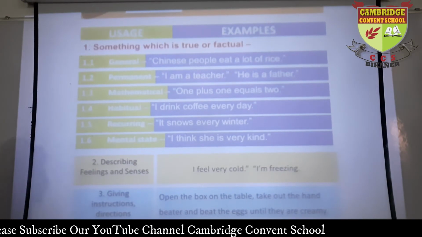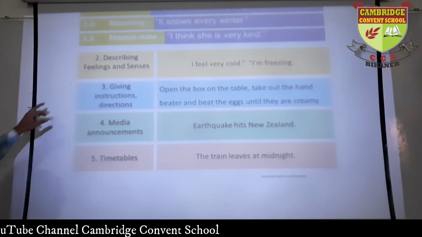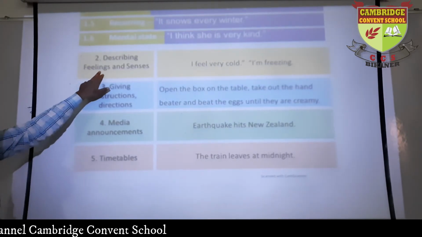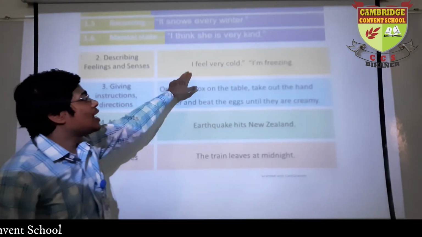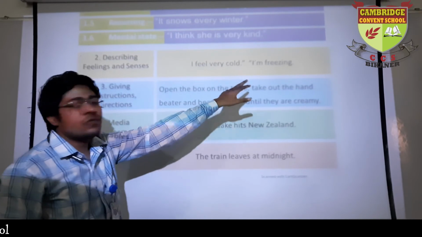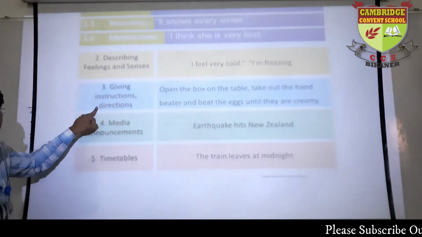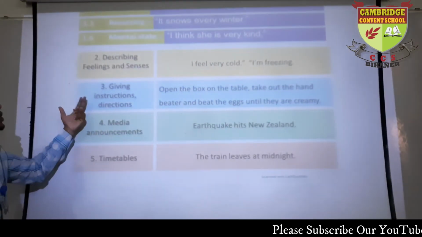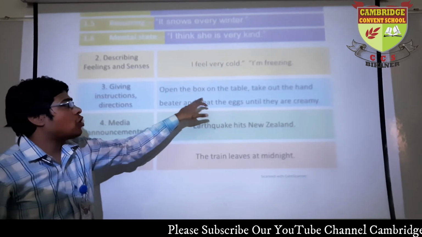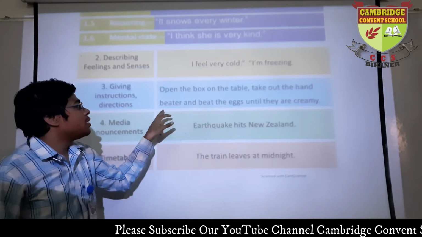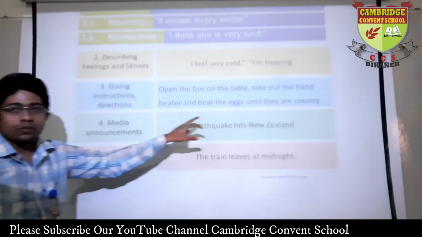Next, for describing feelings and senses we use the present indefinite tense. Example: I feel very cold. I am freezing. The third one is giving instructions or directions. For giving instructions and directions we use the present indefinite tense: open the box on the table, take out the hand beater and beat the eggs until they are creamy.